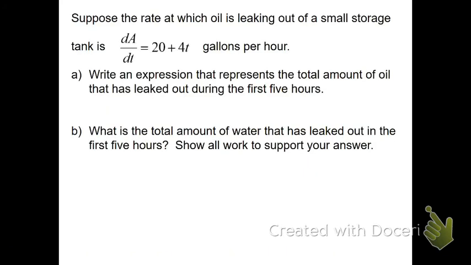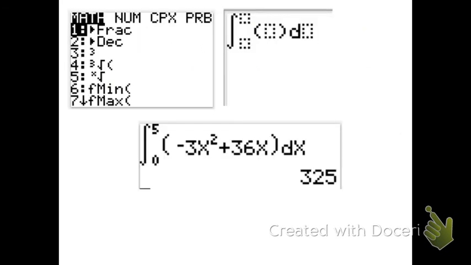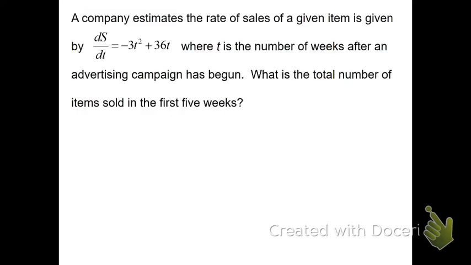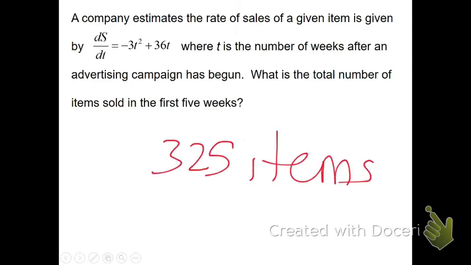All right, here's another example. Oh, let me go back to that last one. That answer that we got, 325, what are the units? Make sure you write the units when you're dealing with word problems. It helps you figure out what you have found. So we got an answer to this question. We got an answer of 325. Well, what was it? 325 items were sold.